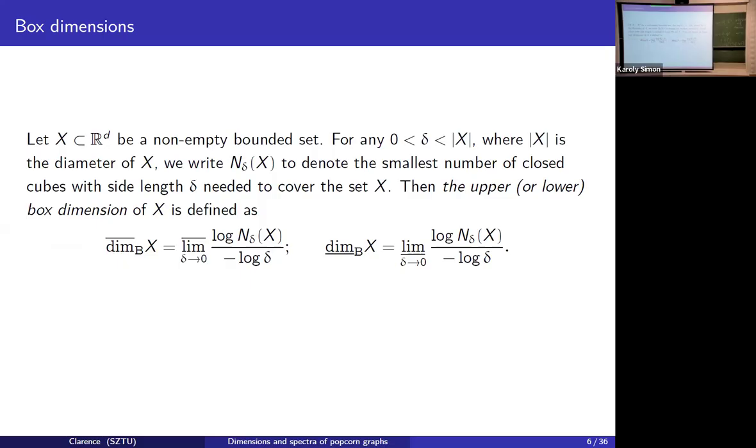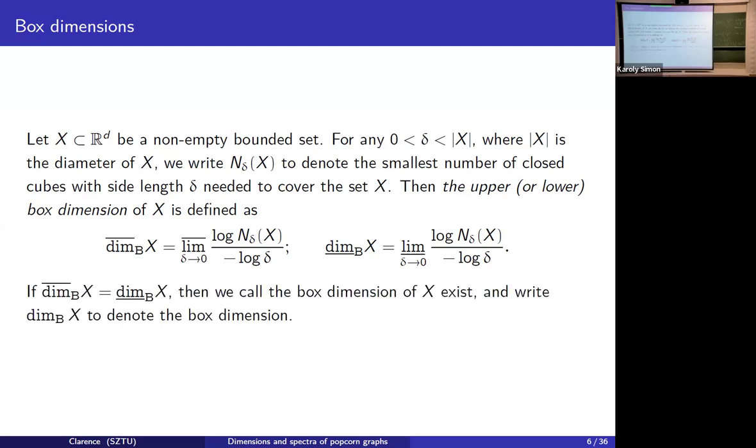And the upper box dimension and the lower box dimension can be treated as the limit superior or the limit inferior of the values determined by the logarithms. And if the upper box dimension equals the lower box dimension, we just say the box dimension of X exists, and we write the box dimension without any lines here.